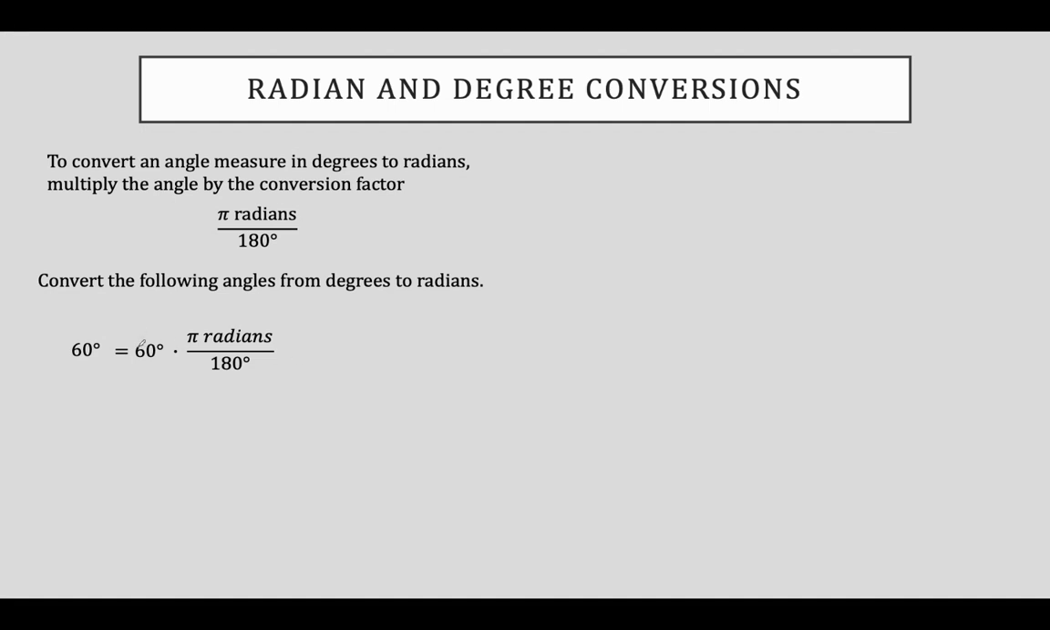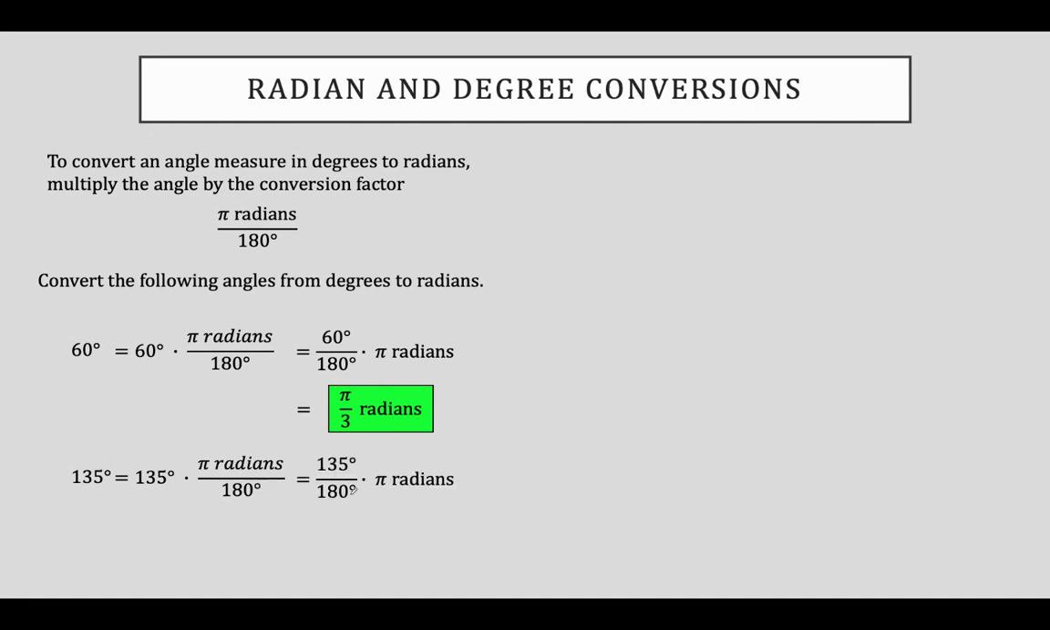So we multiply these together. This gives us 60 degrees divided by 180 degrees times pi radians. And we can reduce the fraction 60 divided by 180. That reduces into 1/3. This is 1/3 times pi, or pi over 3 radians. Let's also convert 135 degrees to radians. We would start with 135 degrees and multiply by pi radians over 180 degrees. Well, that gives us 135 degrees over 180 degrees times pi radians.